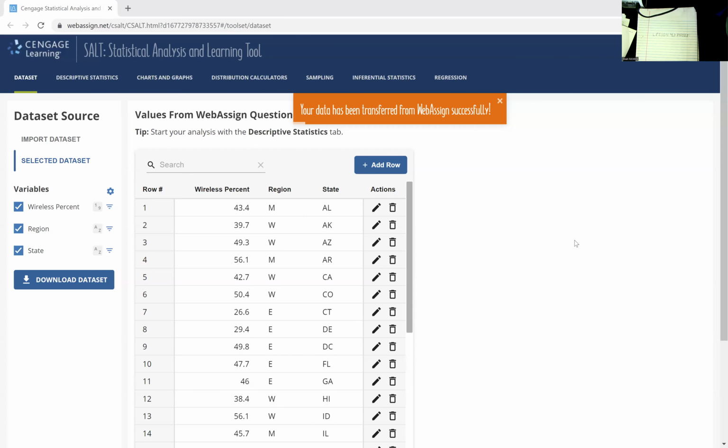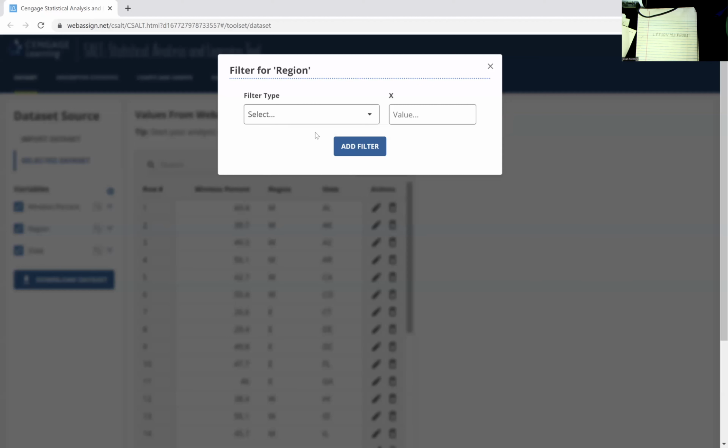Now, what we want to do is break this up so that we can find Q1, Q2, and Q3, the min, and the max for each one of the regions. So how are we going to do that? Well, if you go over here to region, you see this down triangle, click on it, and we'll select a filter, equal to. The first one we're going to set equal to is capital W. So we're going to look at the Western states first.